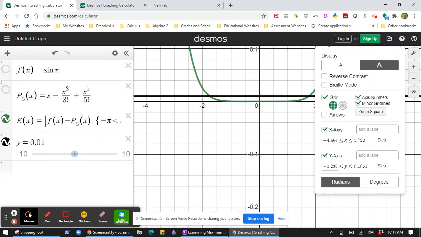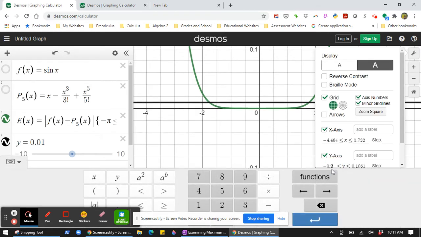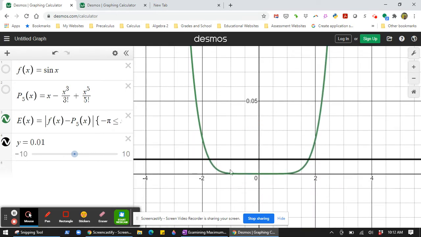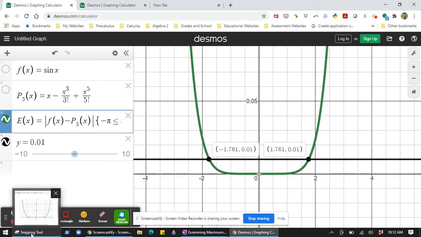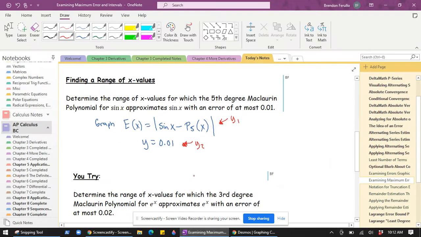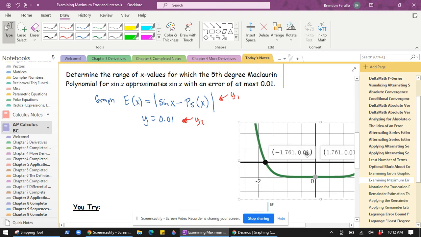And I'll make my y min maybe something a little different. This is obviously just optional. I'm just trying to get you to see it a little more clearly. Okay, there we go, a little better. So notice this is like a cutoff. So your error, the green, is always less than that black as long as you're in between these two x values, negative 1.761 and 1.761. So that is the range of x values. So I'll just sneak that in here.